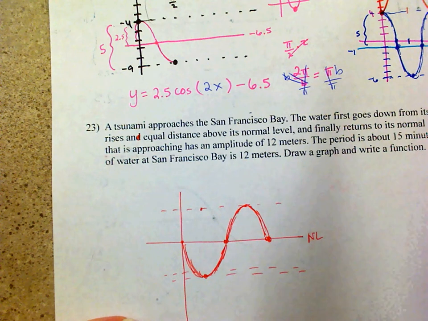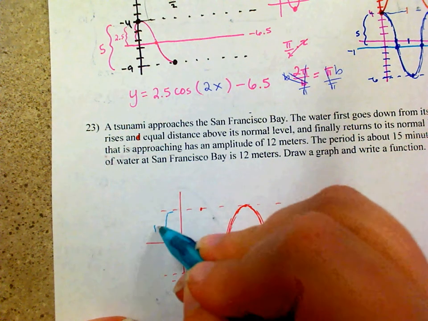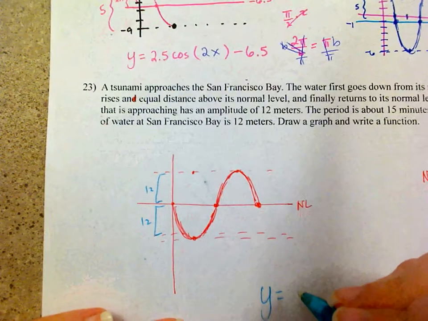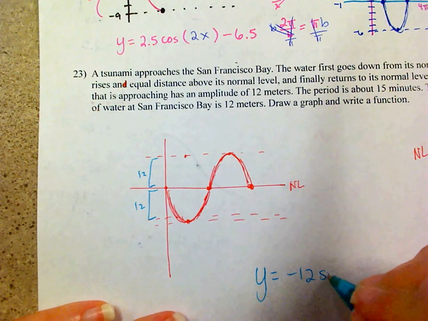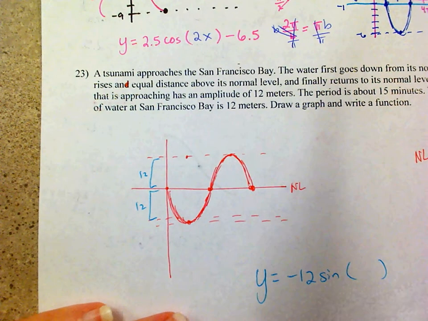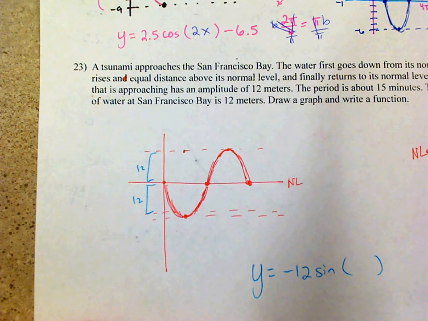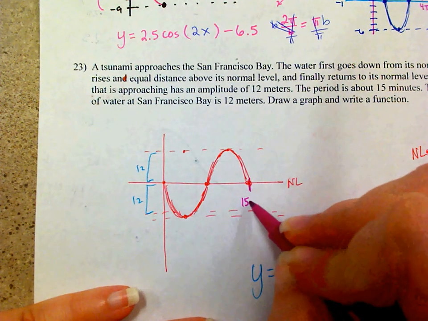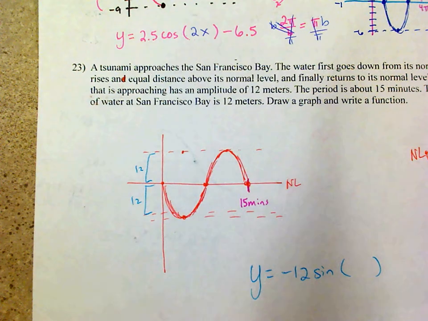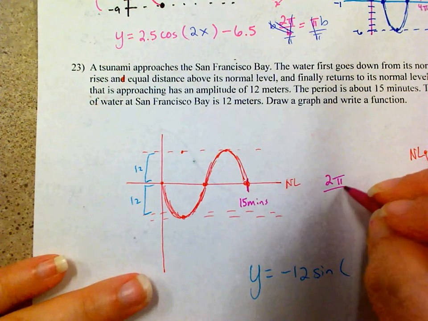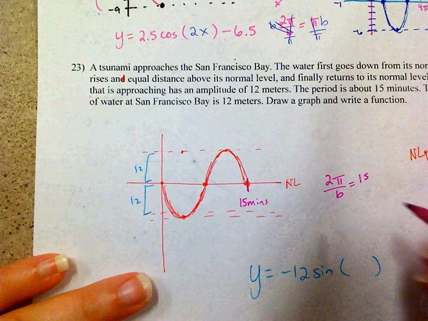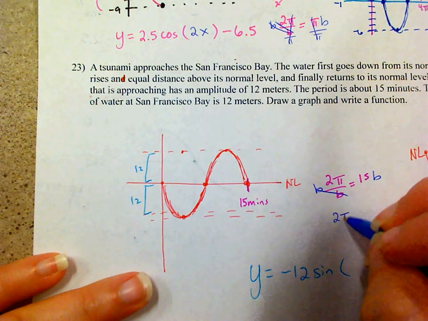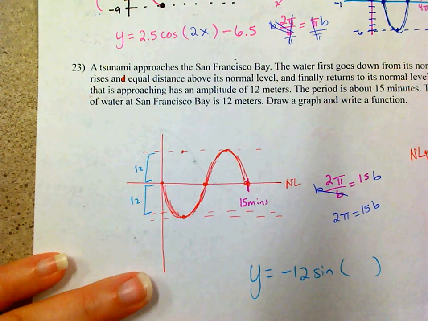And then it says the period is about 15 minutes, so that tells me that that is 15 minutes. So 2 pi over b equals 15. Multiply by b. 2 pi equals 15b. Divide by 15. So I've got 2 pi over 15 x. Okay? And then the only thing I need to do now is read the rest of the problem and see what that tells me.